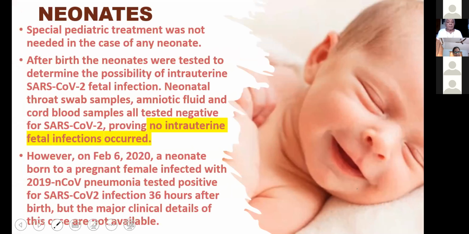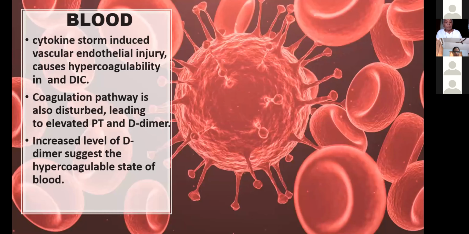Cesarean section was done because there was an uncertainty of vertical transmission of the virus via vaginal delivery. Neonates: special pediatric treatment was not necessary in the case of neonates, and so far it has been proved that there are no intrauterine fetal infections. That is because for neonates born to positive mothers, their throat swabs, amniotic fluids, and cord blood samples were tested, and all were negative. However, as we know in medicine, there is always an exception. On 6th of February 2020, a neonate born to a pregnant female infected with COVID tested positive 36 hours after birth. But we do not have major clinical details of this case.